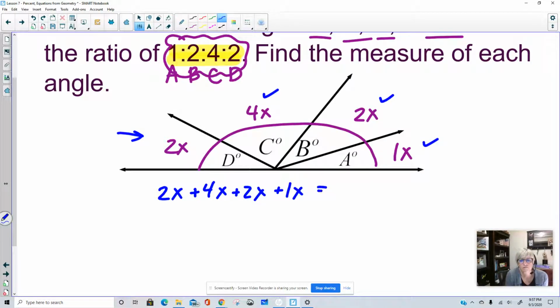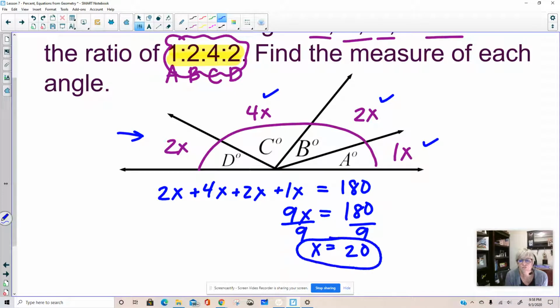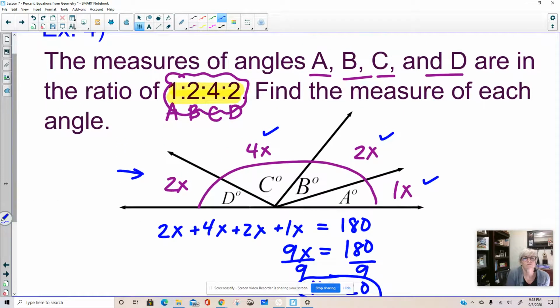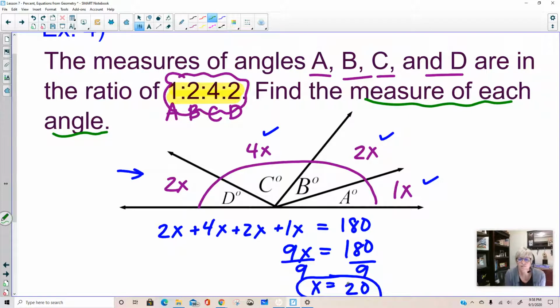Okay, well, are we done? Not quite. What does the problem ask for, guys? It says find the measure of each angle. So now we're going to go back. Let's do this in green. If x is 20, we just plug that in to each angle. Well, A is 1x, so A is 20 degrees. B is 2x, so 2 times 20 is 40 degrees. C is 4x, so 4 times 20, that's 80 degrees. And angle D is 2x, so that's another 40 degrees. And you'll see that if you add up the green angles, you will get 180 degrees.